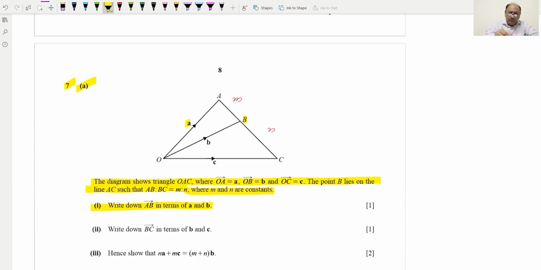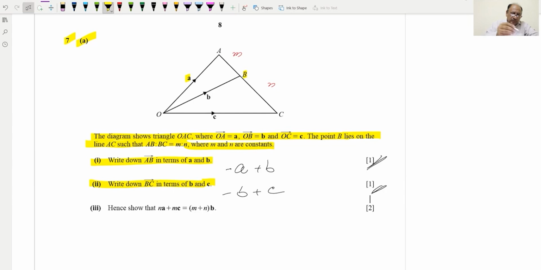Write down AB in terms of a and b. So AB will be which route? Basically AB. So we require this one, and we can take this route, this and this, so it will be minus a plus b. So we can write the answer for this one as minus a plus b. This is a 1 mark part. And the second part says write down BC in terms of b and c. BC is this one, so we can take this route, which will be minus b plus c. So we can write minus b plus c. This is also a 1 mark part.